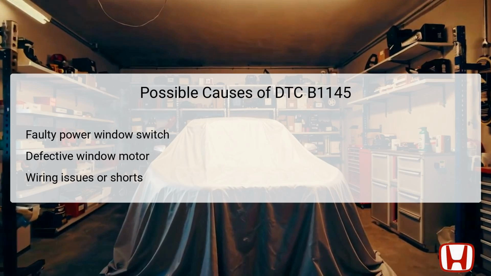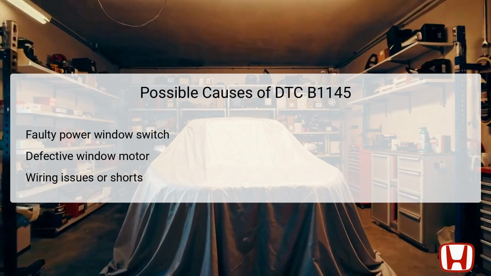When diagnosing DTC B1145, several potential causes must be considered. A faulty power window switch is a common issue, as wear and tear can compromise its function, resulting in incorrect signals to the window motor. The window motor itself can also become defective due to mechanical failure or electrical issues, leading to a malfunction in raising or lowering the window.